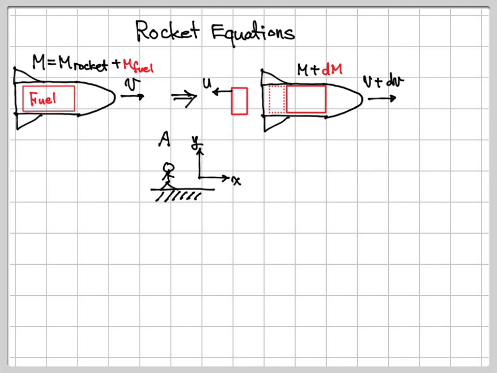Notice that dm is change in mass. Therefore, it could be either positive or negative. In this example, dm is negative, since the mass of the rocket decreases. u is the velocity of the fuel measured by the stationary frame A.